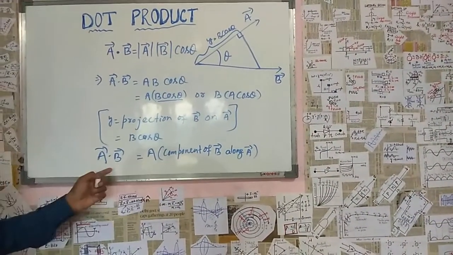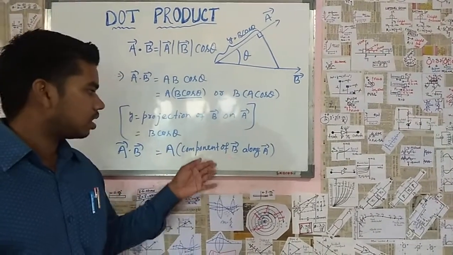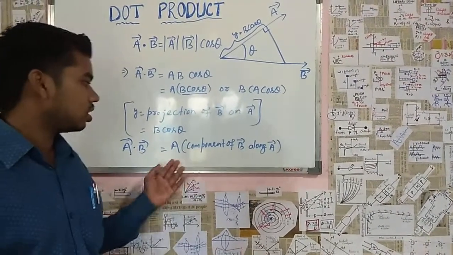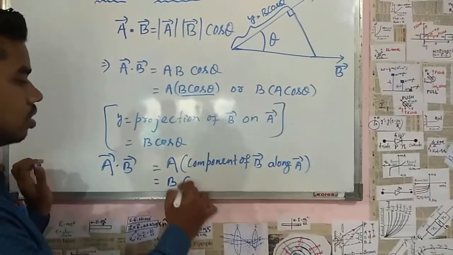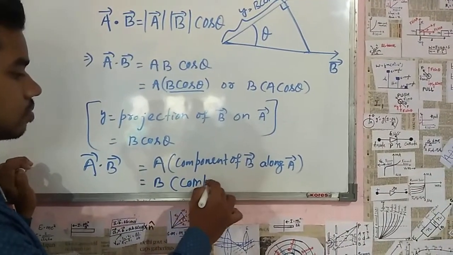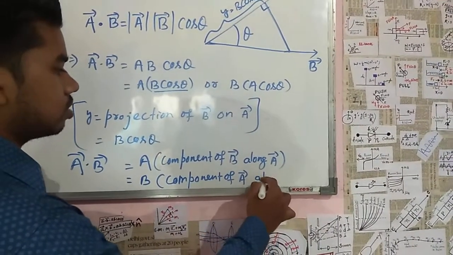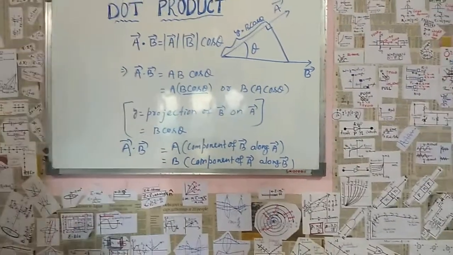So this is also called the dot product: the magnitude of one vector and the component of the other vector along the direction of the first vector. Otherwise we can write it as b into the component of a vector along b vector. These two things we can write.